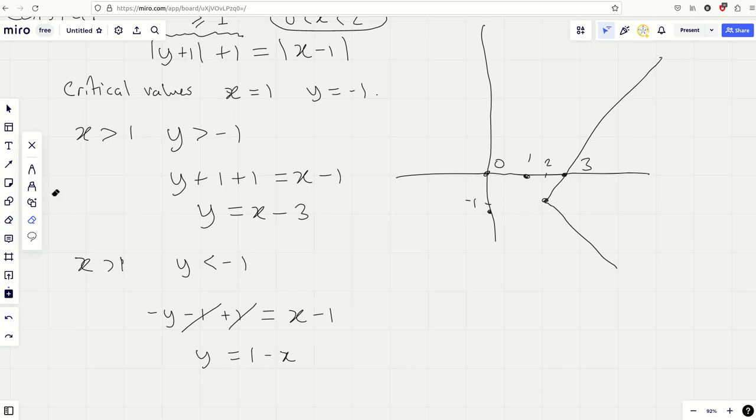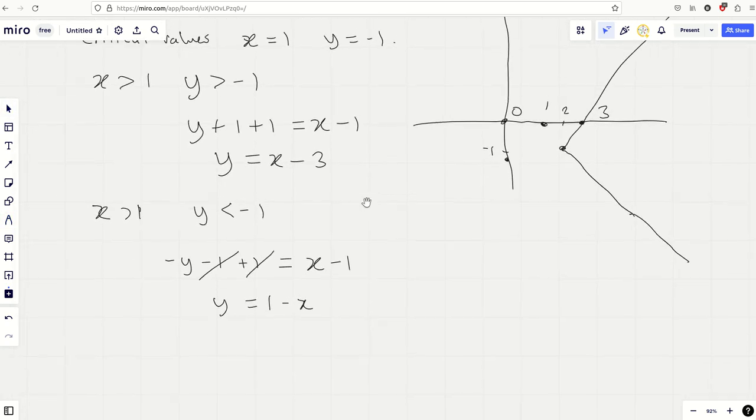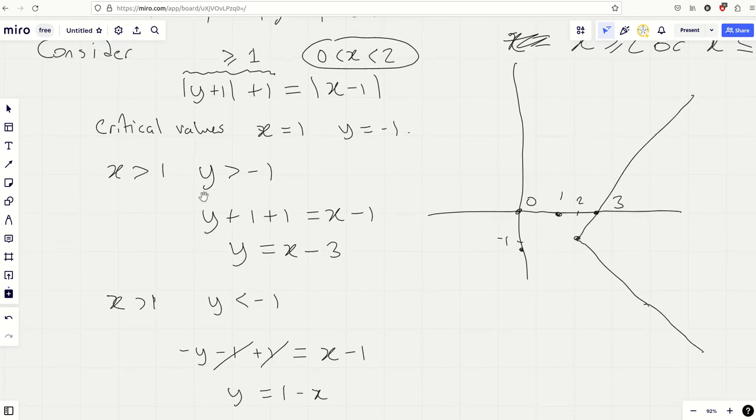You're going to have y equals 1 minus x, which looks something like that. We'll talk about the inequality at the end. Now, what about if x was less? Here's the thing, we're not going to be using x is less than 1. I should have been using x is less than 2, because x can't be between 0 and 2. I should really be considering x is greater than 2 each time. And now I'm going to be looking at x is less than 0 each time.